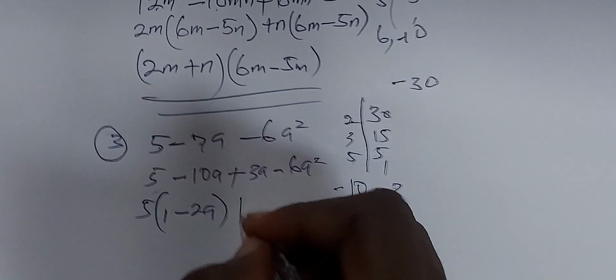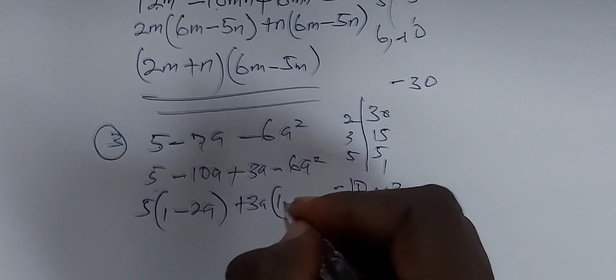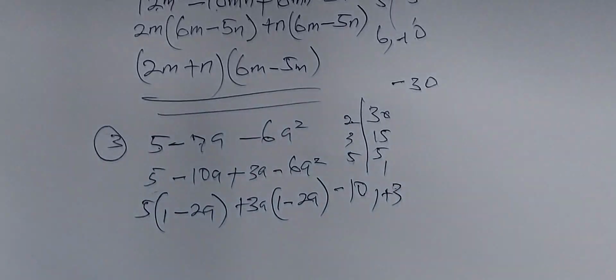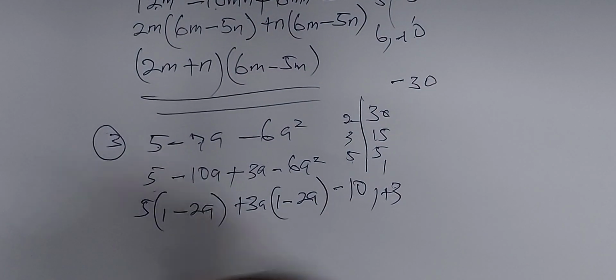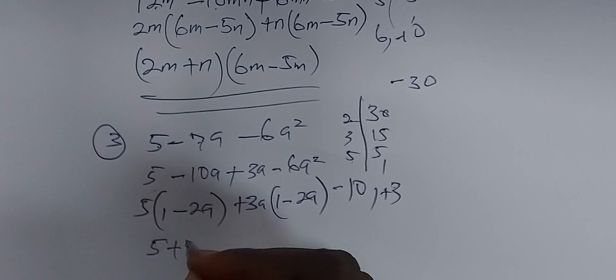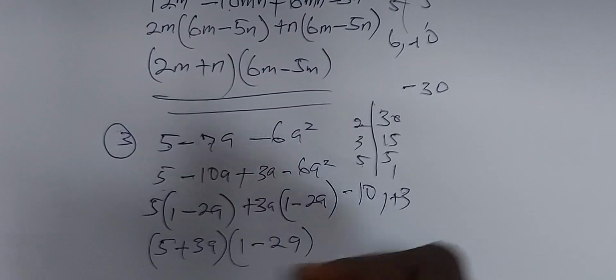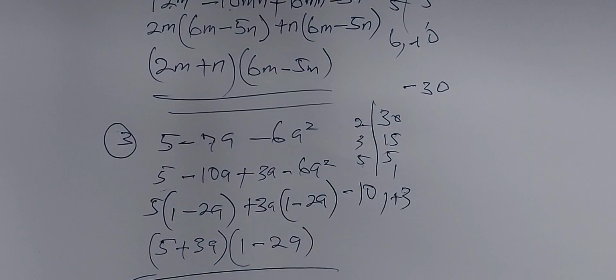What is common here is plus 3a. We have 1 minus 2a. So write one of the brackets, and the outside number, 1 minus 2a. And that solves the whole exercise.